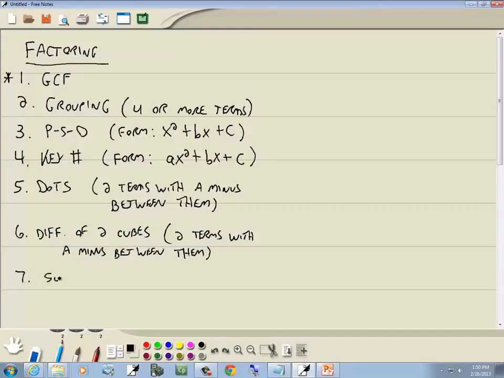And our seventh one is the sum of 2 cubes. And this is where you have 2 terms with a plus between them.